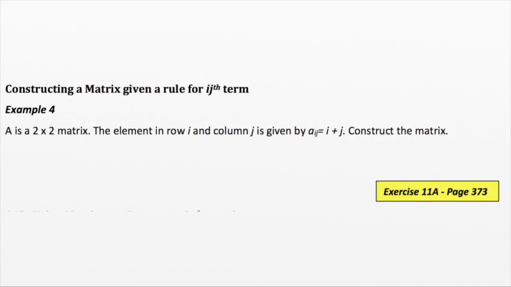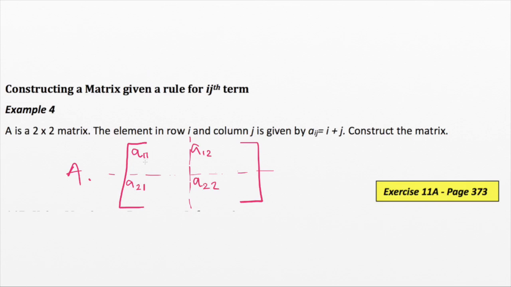So constructing a matrix given a rule for the ijth term. So this can be kind of tricky, but hopefully it's not going to be too hard once you get around it. So they're giving us some statements, and now we have to try and fill it in. A is a 2 by 2 matrix. So let's start off by drawing up this matrix. So that's A, and so it has 2 rows. Let's split it up into rows and 2 columns. Okay, so this is going to be element A11, element A12, A21, and A22. Now I can put commas there if you'd like as well.